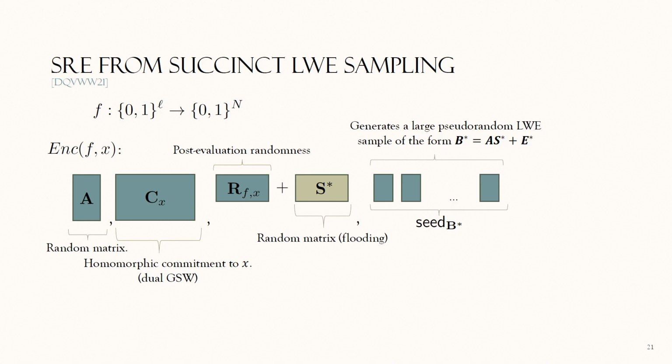And how are A and S star related to this seed B star? Well, seed B star can be used to generate a pseudo-random LWE sample of the form B star equals A S star plus E star. And a critical question that we ask is, how do you generate a large pseudo-random LWE sample of this form from a small seed?